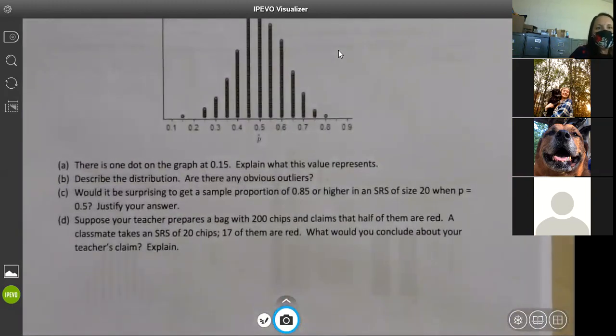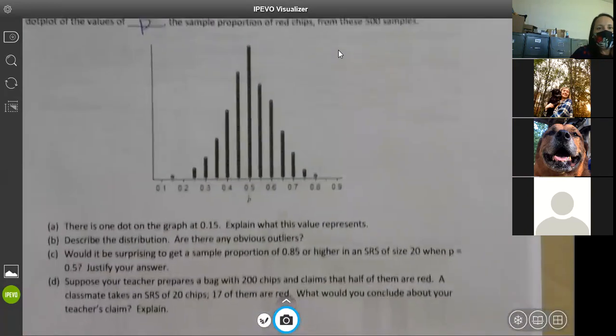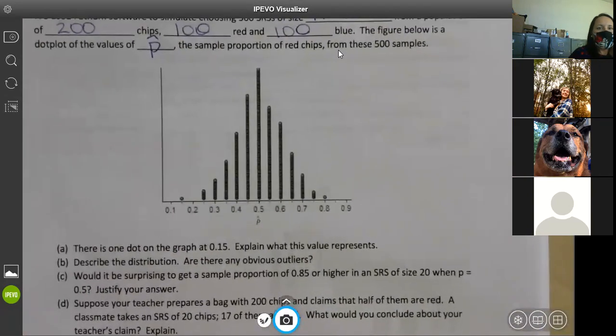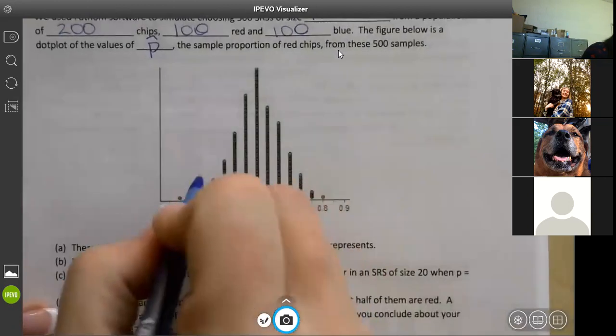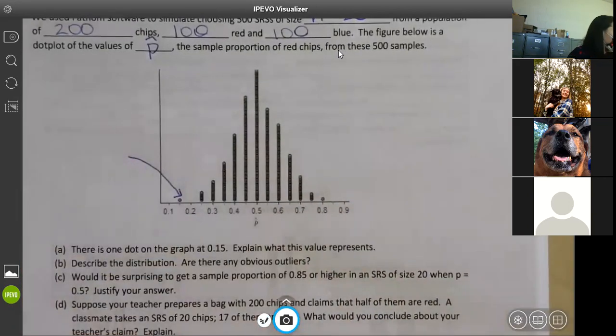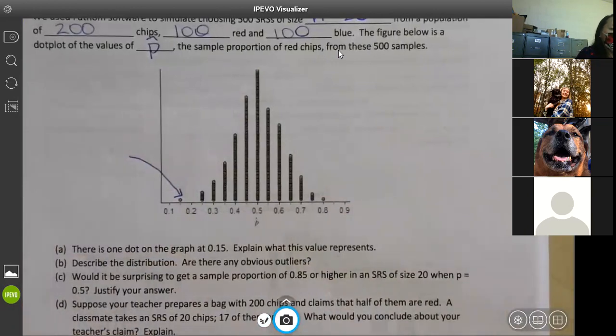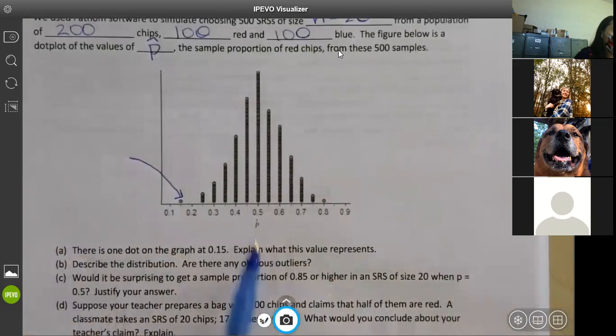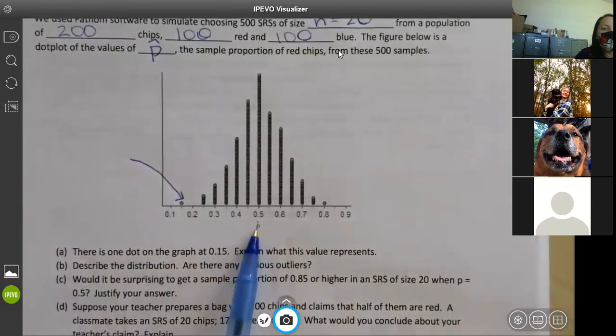So A says there is one dot on the graph at 0.15. Explain what this value represents. So this dot right here, what does it represent? Possible outlier. But what it wants to know, yes, you are not incorrect, but what is the actual meaning of that dot? What does this stand for, this P hat?